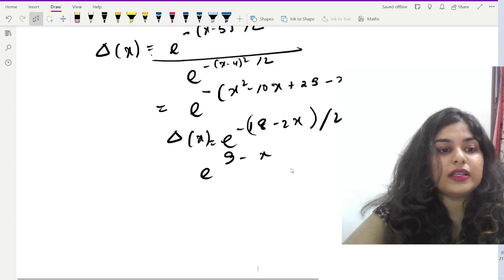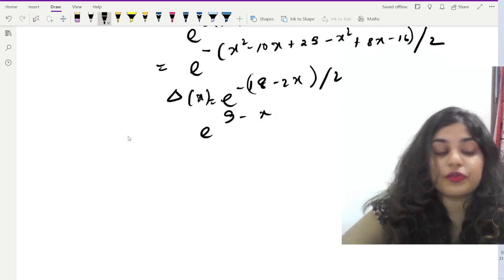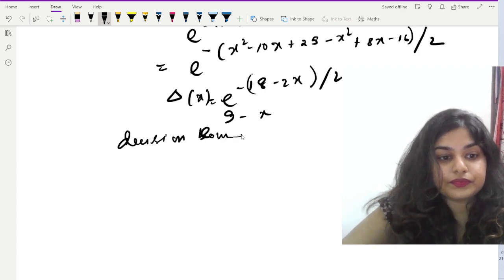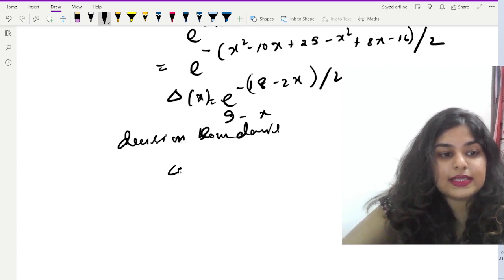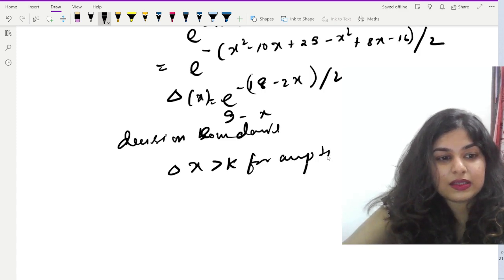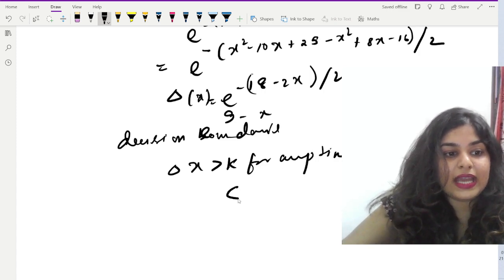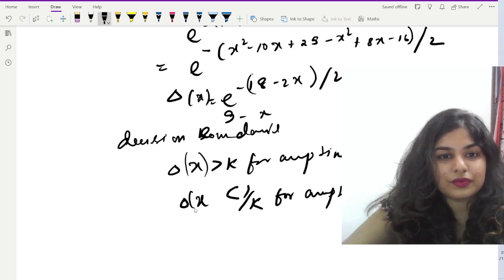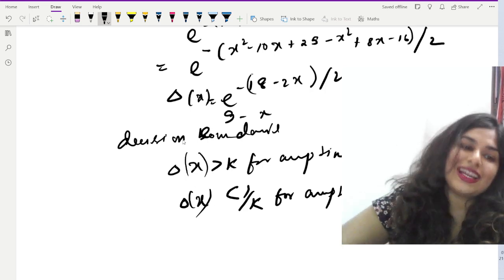Now, for the SPRT setup, we need the following decision boundaries. If the likelihood ratio is greater than k, we accept H1, and if it is less than 1 by k, then we accept H0. Alright, so that's the answer.